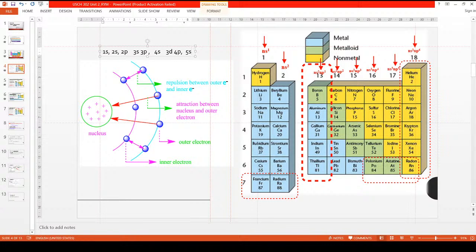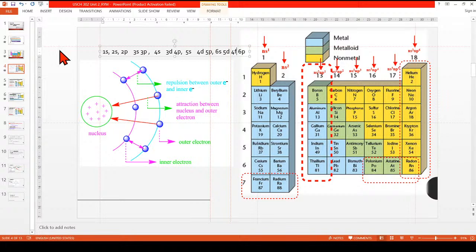In the same way, the fifth shell starts with 5s and ends with 5p, but in between there is the 4d orbital. Okay, now the sixth shell also starts with an s orbital and ends with the 6p orbital, but in between there are the 5d orbital and the 4f orbital.